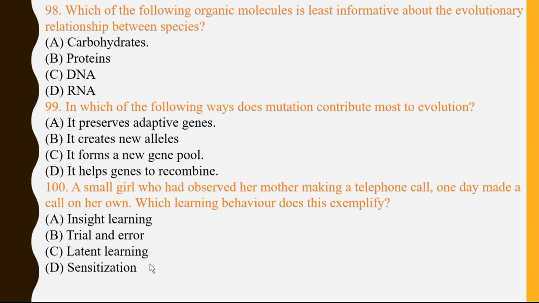The choice related to this is latent learning, which is a behavior that the brain acquires at a certain time without reinforcement, allowing hidden learning. Thus the girl learned the phone call from her mother without any source of reinforcement.